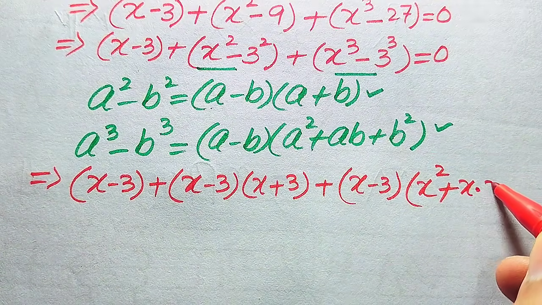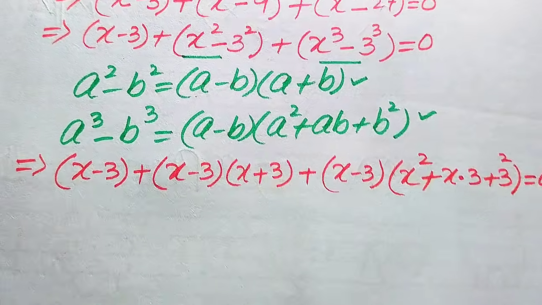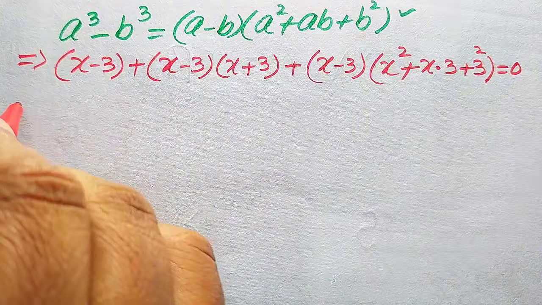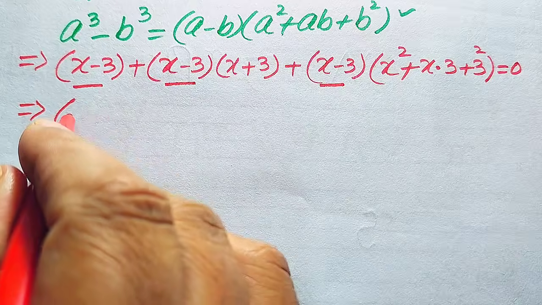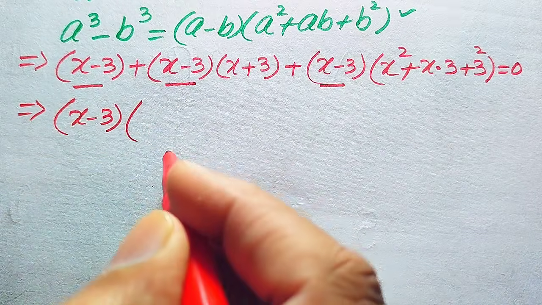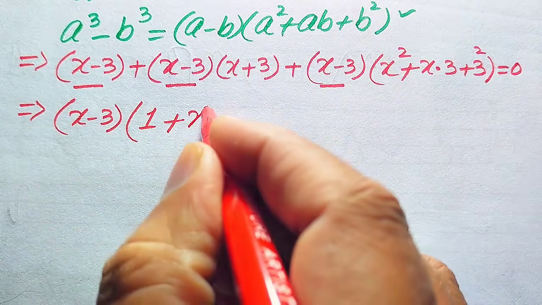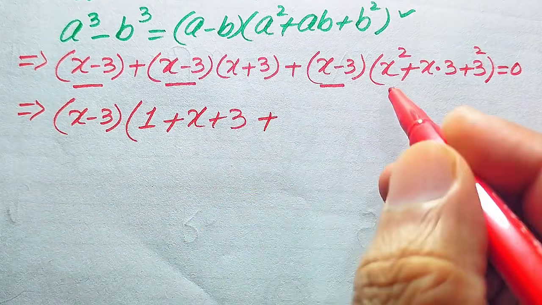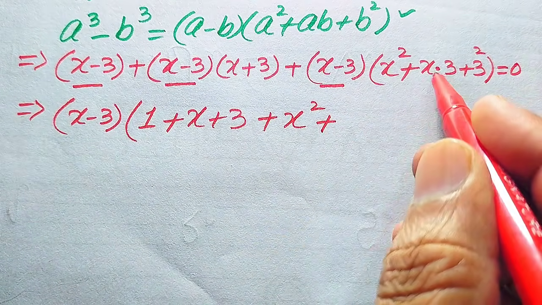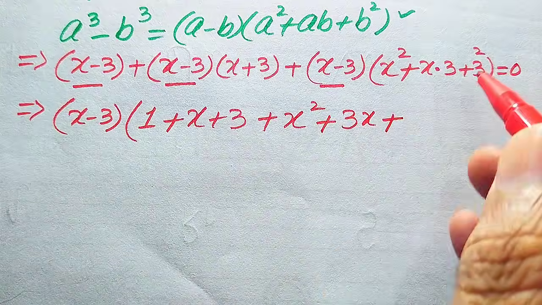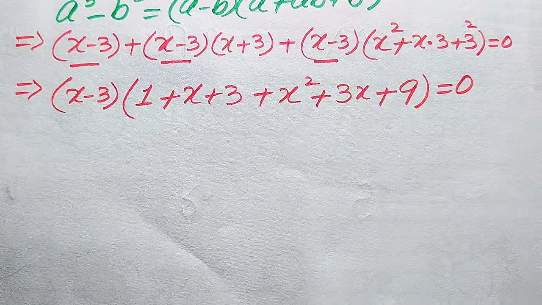Here our a is x, b is 3 plus b square, so b is 3 square, and this whole equation is equal to 0. In the next step, you see each of these three terms involve x minus 3, so we take common x minus 3 from here and we get the remaining values. From here we get 1, plus from here we get x plus 3, and plus from here this value becomes x square plus 3x and 3 square becomes 9, and this whole equation is equal to 0.